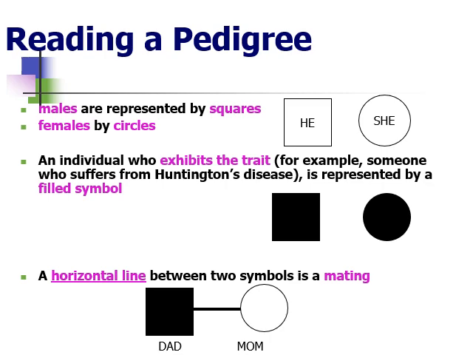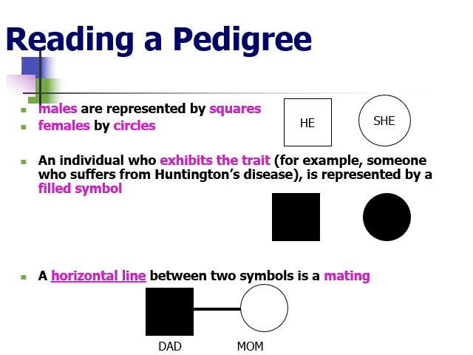Reading a pedigree is not too complicated, but there's some general guidelines we want to go over. Males are going to be represented by squares on a pedigree. So if you see a square, that means it is a male. So we might refer to them as a father or a grandfather, for example. Mothers are represented by circles. So we might refer to them as mothers, grandmothers in the pedigree.